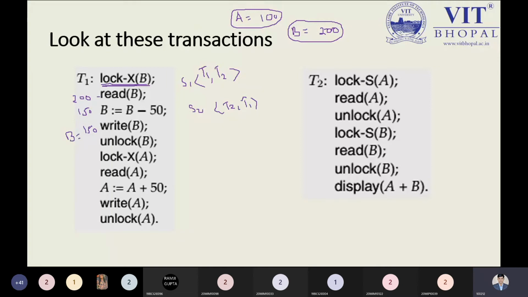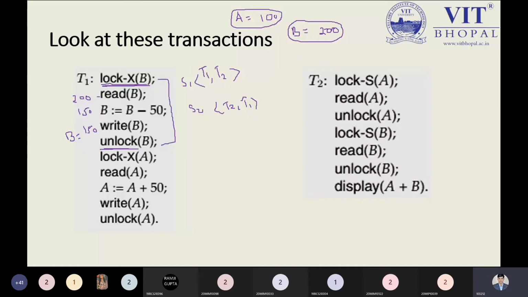And now I'm unlocking B. If I'm unlocking B, then another transaction can use this B value. Otherwise B cannot be used by the other transaction as well. So I'm doing unlocking. This is known as the structure of lock and unlock.